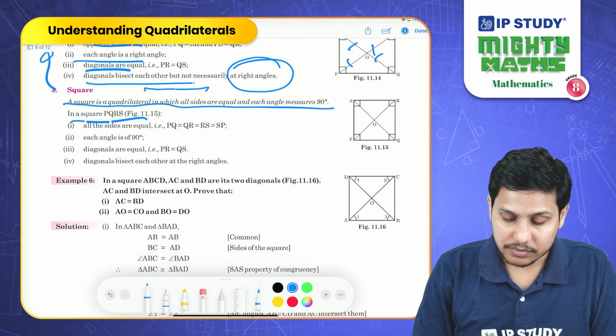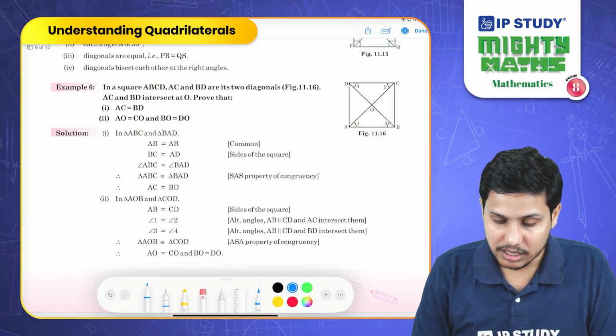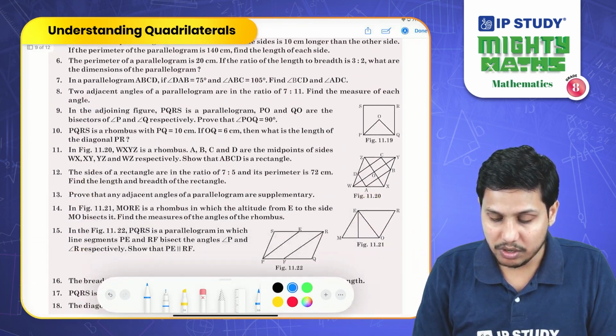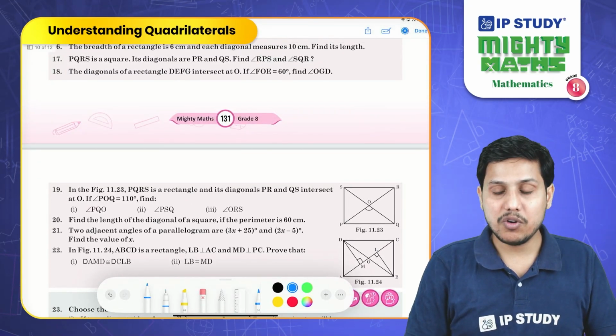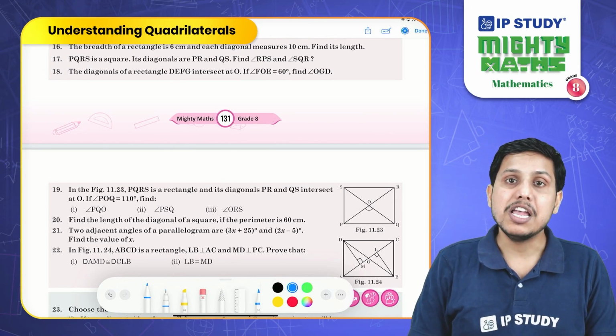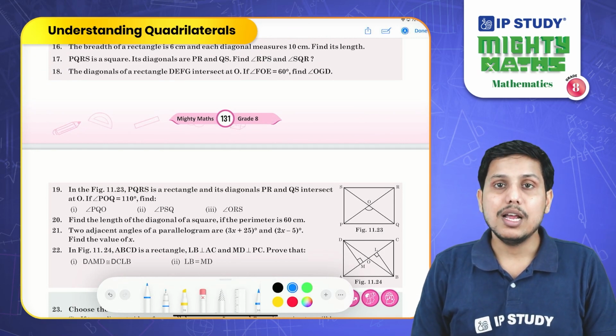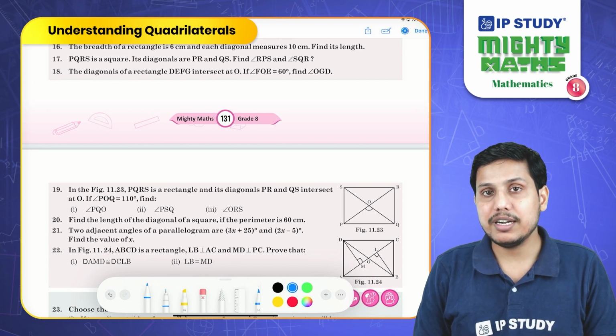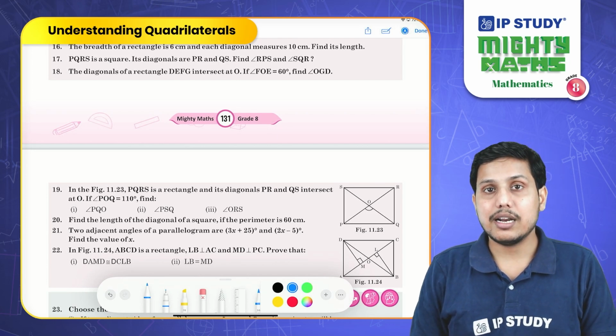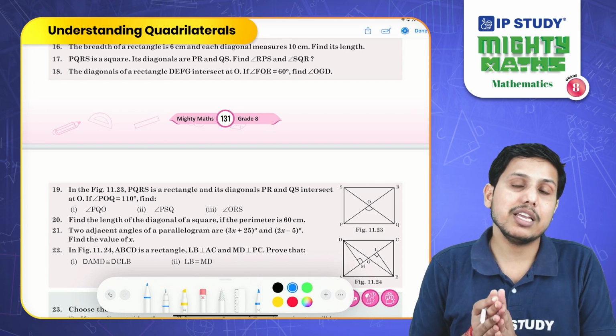So students, this is all from this chapter. I hope you have understood the chapter clearly and you are now able to solve the questions and prove the properties of parallelograms, and you have understood what the different polygons are and what the different types of quadrilaterals are, etc. What are the different components that we see over there.